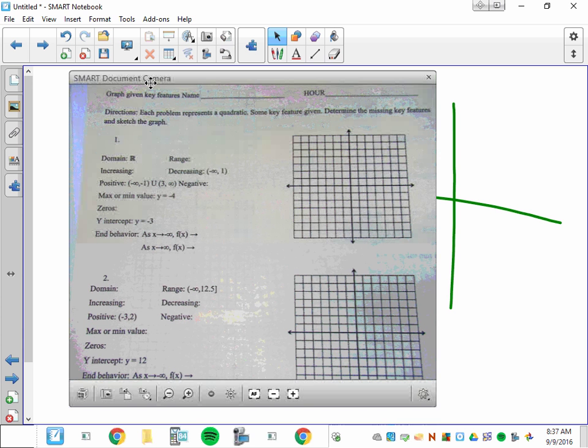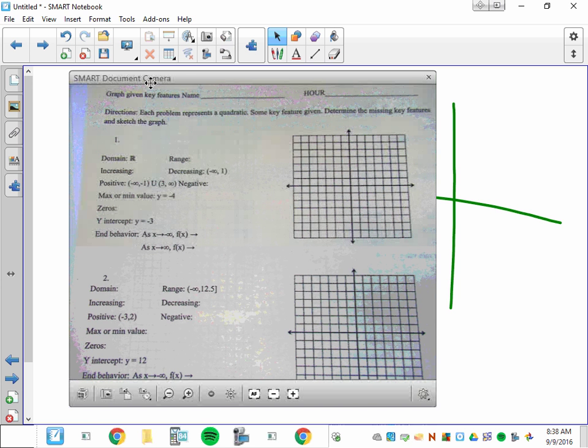We also know that its domain is all real numbers. Is that very useful? Every quadratic has domain all real numbers, so that doesn't really help. We know that it's decreasing from negative infinity to 1. We also know that it's positive from negative infinity to negative 1 and from 3 to infinity. We also know that it has a maximum or a minimum value at y equals negative 4, and the y-intercept is negative 3. Using that information, we need to fill in all the other information and graph the quadratic.